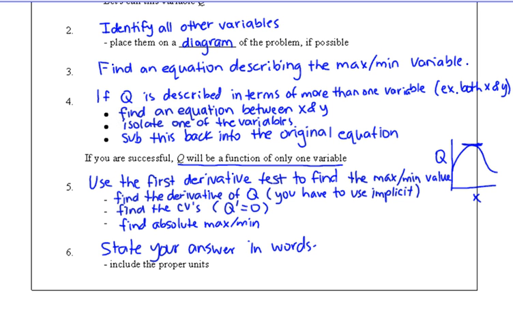I think people like max mins a lot better. Yes. Some people out there. Okay. So let's look at the next question.